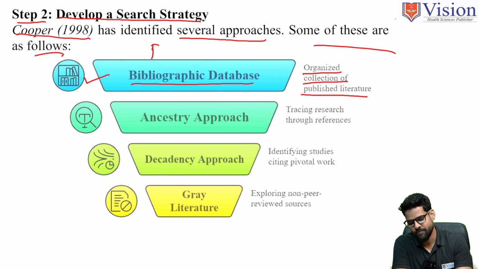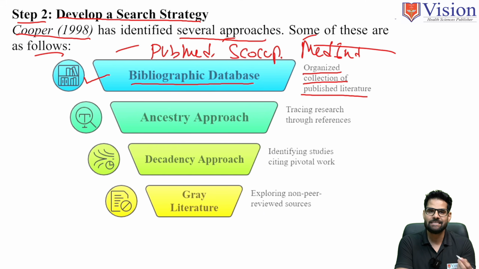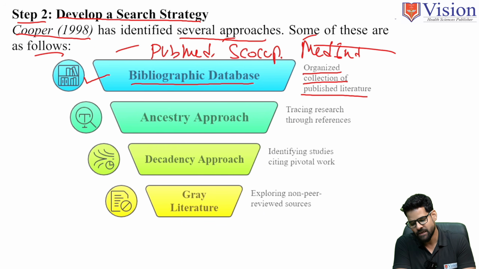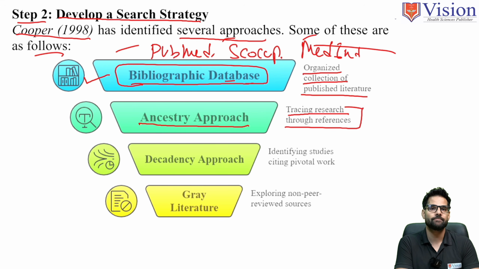For example, we have PubMed, Scopus, Shodhganga, Medline, and there are many others, CancerLit, EBSCO. So these are bibliographic databases. They are online compilations, just like an online library of all the researches. The second approach is the ancestry approach. Now what is the ancestry approach? In that we trace researches through the references.